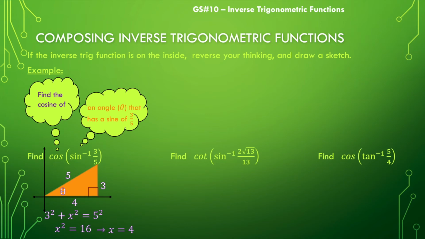Now I've got it labeled so that I can find the cosine. What is the cosine of that angle? Well, that will be 4 over 5. So that's how easy this process is. It's a little easier to do for most students than the other one. All right, how about this one?